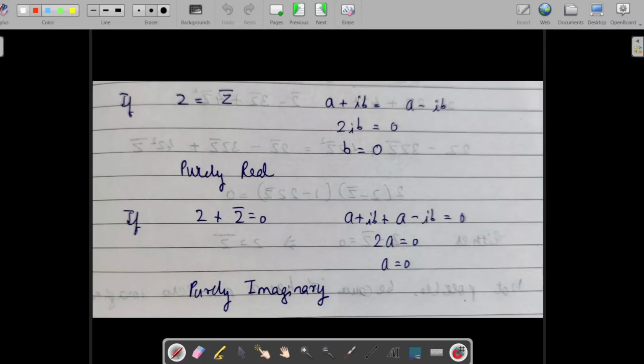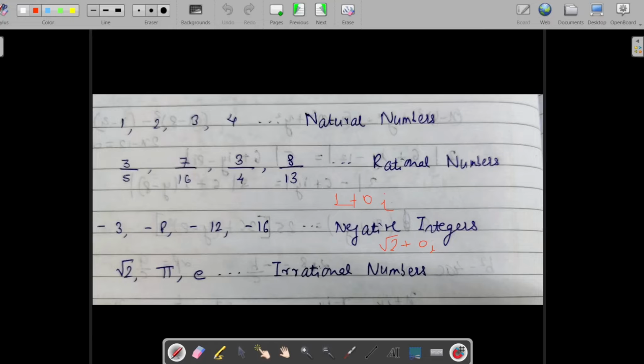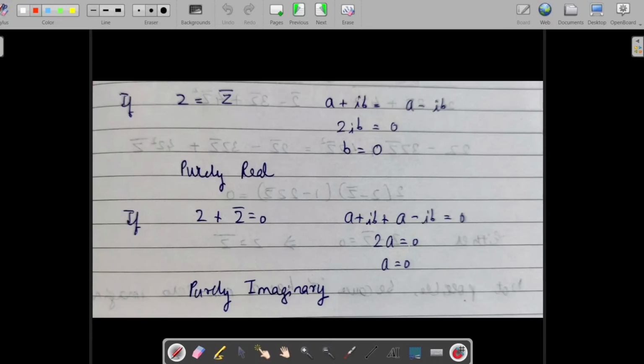So if z is equal to z bar, we get a plus ib is equal to a minus ib, or b is equal to 0, which is a purely real number. So basically, all these numbers are purely real numbers because the imaginary part is 0. And if z plus z bar is equal to 0, which means z is equal to minus z bar, we get a is equal to 0, or we get a purely imaginary number, which means the number will be of the type 4 iota or minus pi iota and so on. There is no real part here.